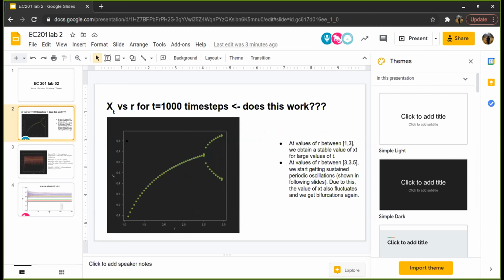So the stable X capital T: we ran it for 1,000 time steps and took the last 100 values and took the unique ones. Up until 3, there's only one stable value. But then you see it split into 2. We haven't plotted it past 3.5, and that's fine. I intentionally did not ask you beyond 3.5. That's very good.